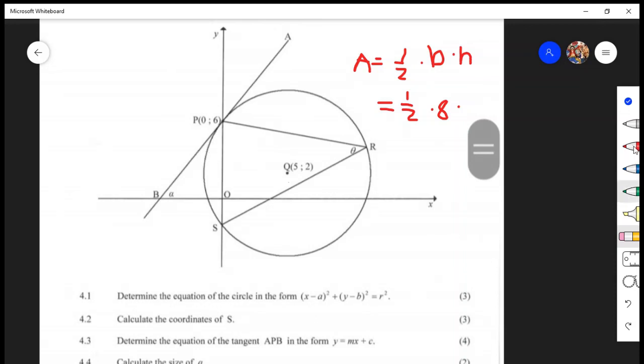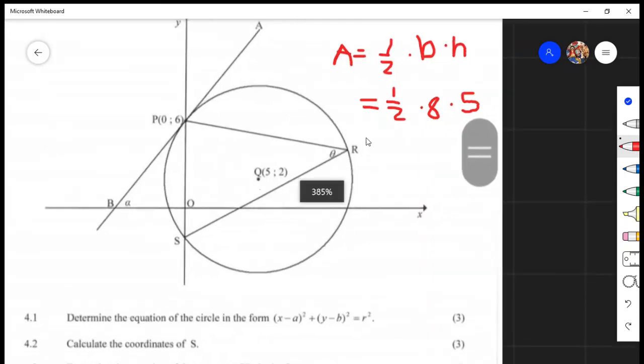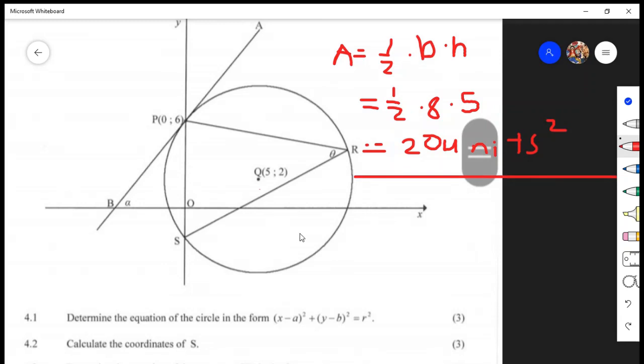So it's going to be half times 8 times 5, right? So half times base times height, which is then equal to 4 times 5, which is 20. So it's going to be 20 units squared. Does everyone understand that? Okay, there's also another way of calculating the area of this triangle, right? So the second way of doing that, can I erase, or do you guys need to take a screenshot?